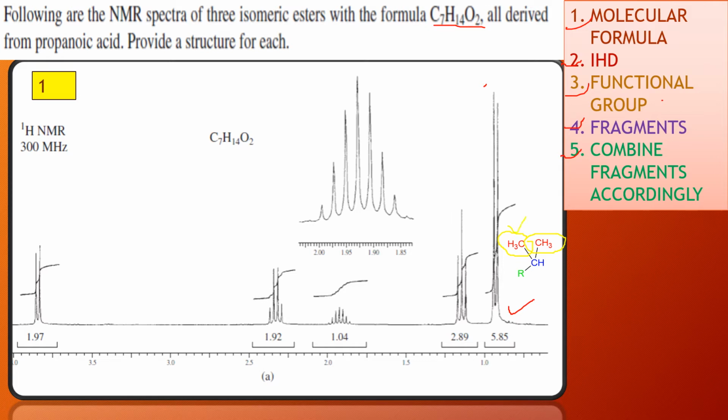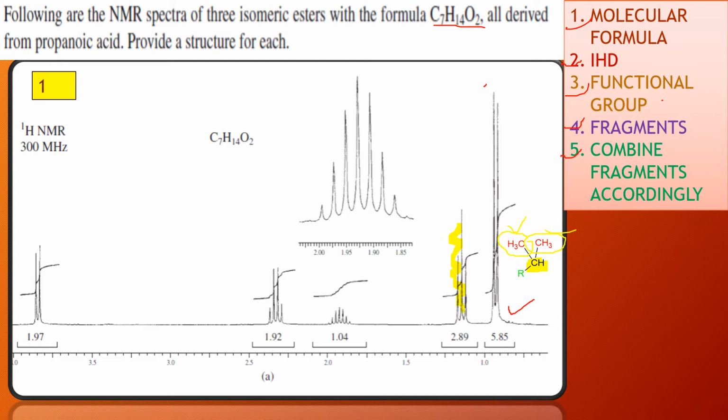This is giving a doublet and this one is also giving a doublet. Why? Because at the neighboring carbon there is only one proton. So according to the n+1 rule, one proton plus 1, it will be a doublet. So it is simple. Then come to this one, so it is giving a triplet.